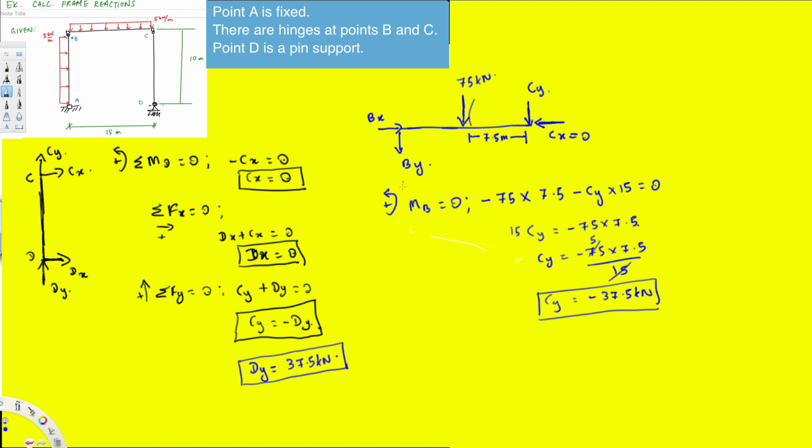Now from this one I can find Bx. Summation of Fx is equal to 0, and therefore Bx in the positive direction minus Cx equal to 0. We know Cx is equal to 0, therefore Bx is equal to 0.